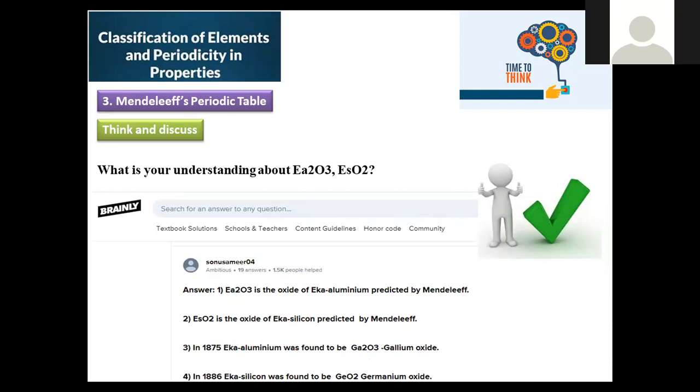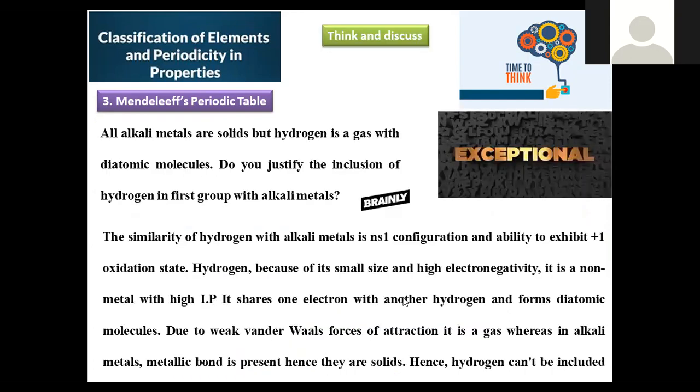What he assumed, eka silicon, is given as EsO2. Now it is discovered as germanium, but the valency is exactly the same, GeO2. That means two oxygens are required, so valency will not vary. What he assumed and what actually formed exactly coincide with each other. So that is the kind of understanding I got from this. Ea2O3 is now replaced with Ga2O3 because eka aluminium is gallium. Then EsO2 is now replaced with GeO2 because eka silicon is germanium. So this is a kind of observation.